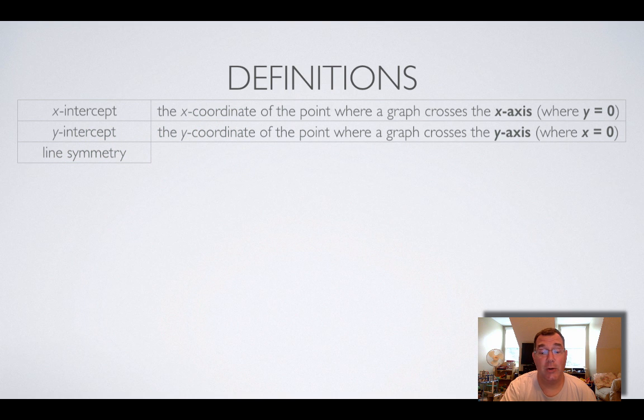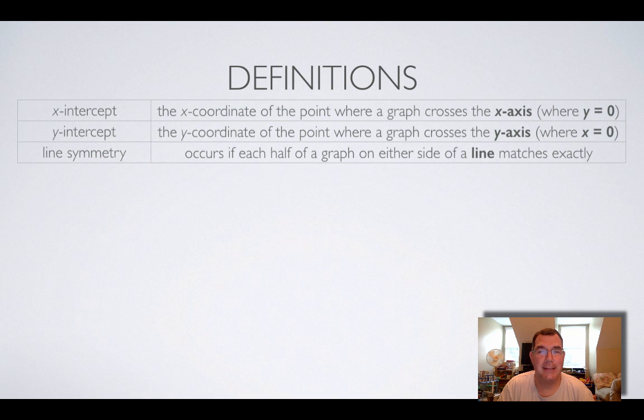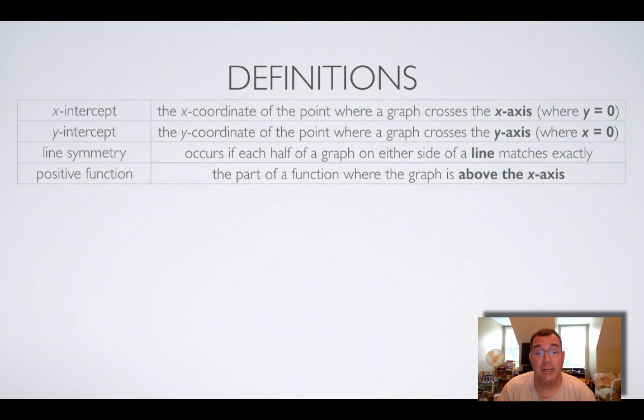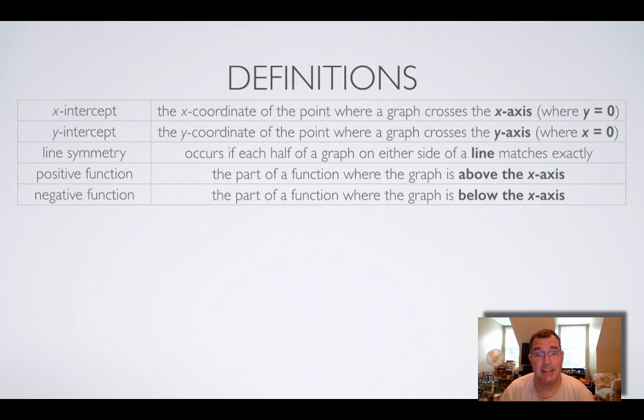Line symmetry is what a graph has if you can draw a line somewhere in the middle of the graph and the left half and the right half are mirror images of each other. That's called line symmetry. The positive part of a function is that part of the function where the graph is above the x-axis, and then obviously the negative part is where it is below the x-axis.